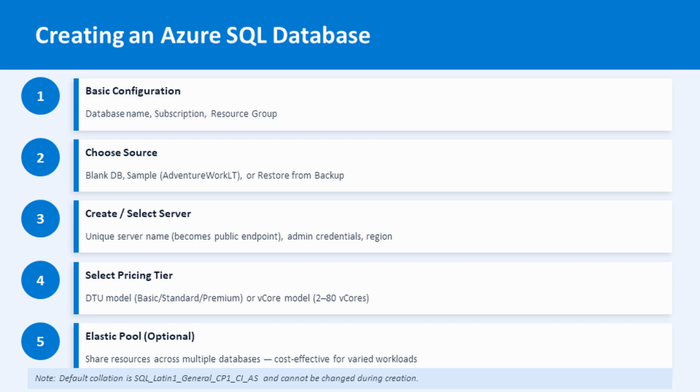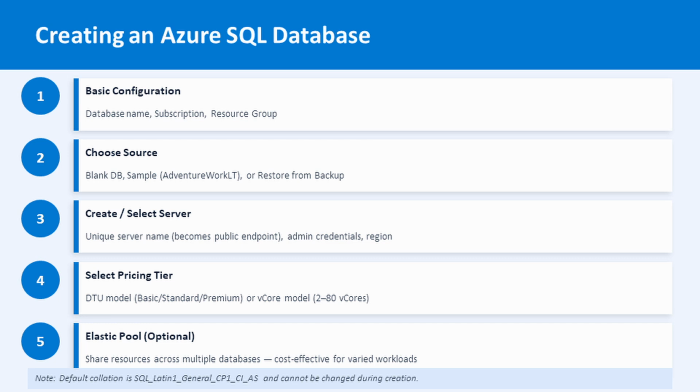Step 2 is choosing the database source. You have 3 options. Blank creates an empty database ready for your schema and data. Sample provisions the database with Microsoft's AdventureWorks LT sample dataset, which is great for learning and testing. And from backup lets you restore a previously exported database backup, useful for migrations from other environments.